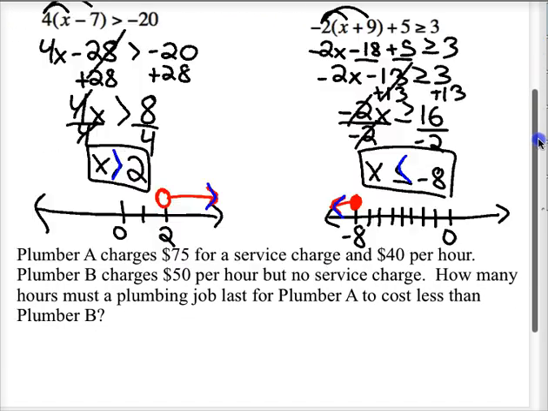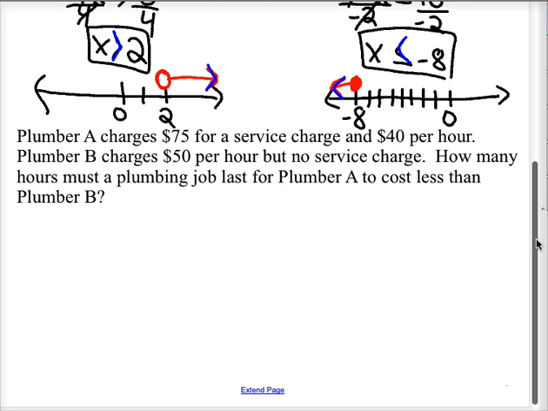All right. So let's take a look at what this looks like in word problem form. So plumber A charges $75 for a service charge and $40 per hour. Plumber B charges $50 per hour, but there's no service charge. How many hours must a plumbing job last for plumber A to cost less than plumber B? All right. So let's take a look at this. So in order to compare their prices, we're going to want to write an expression for each of them. So let's write an expression for plumber A.